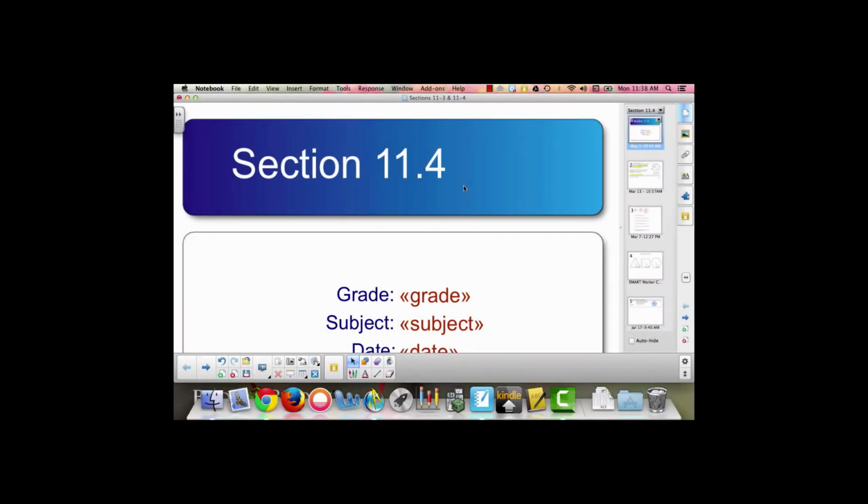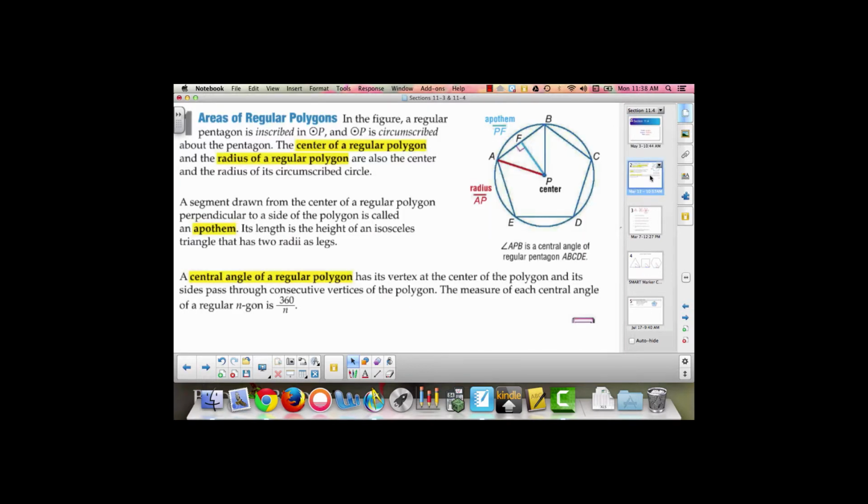Today we're going to do sections 11.3 and 11.4, but we're going to switch the order and start with 11.4. We're going to be talking about areas of regular polygons and areas of circles. First, we're going to start with the regular polygon.